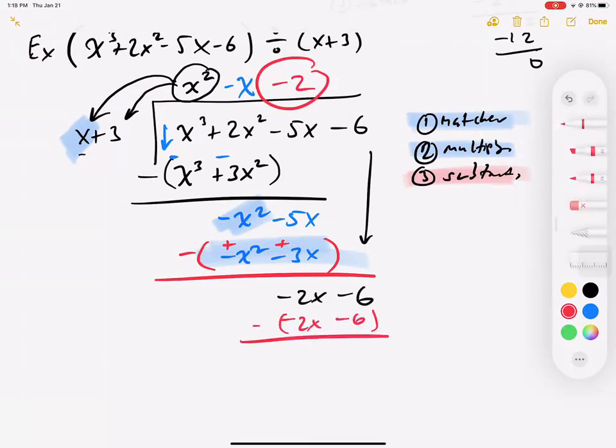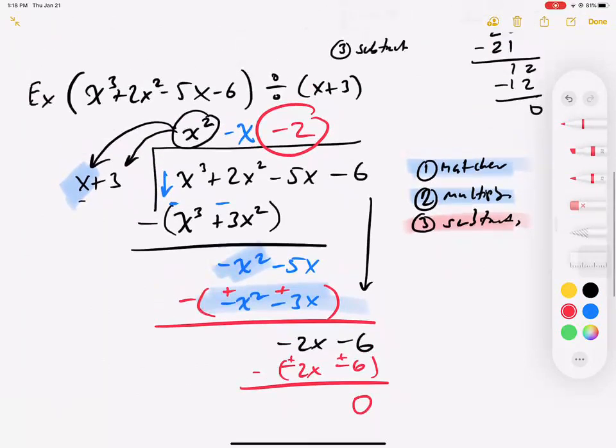And then we subtract. Please look at this. 2x and negative 2x cancel out, and 6 and negative 6 cancel out. We're left with a 0 remainder. So the answer that we're going to write here is equal to x squared minus x minus 2.